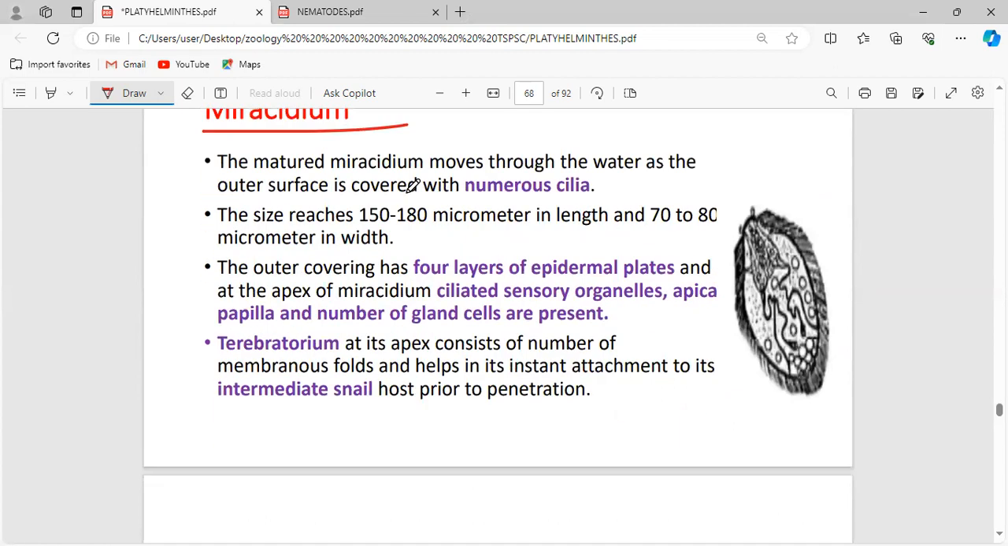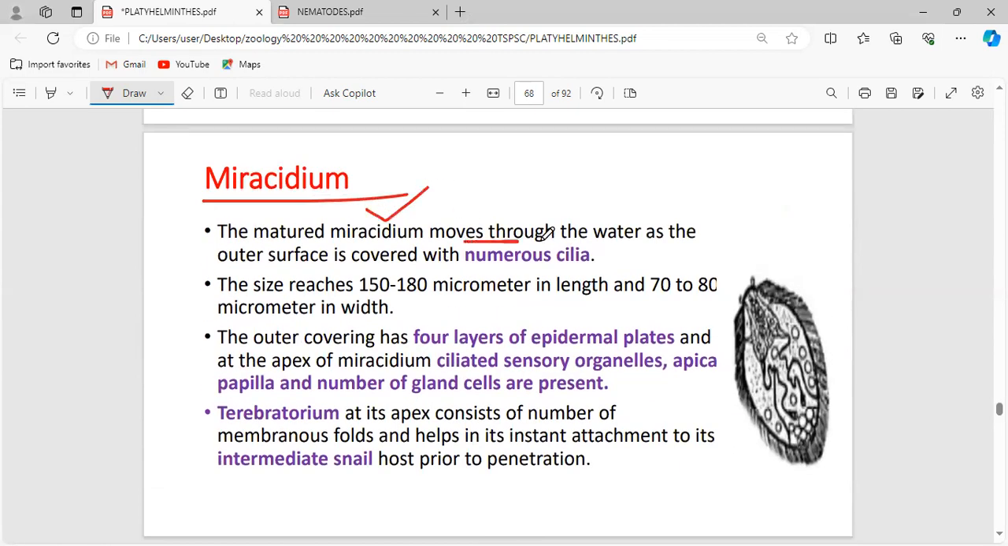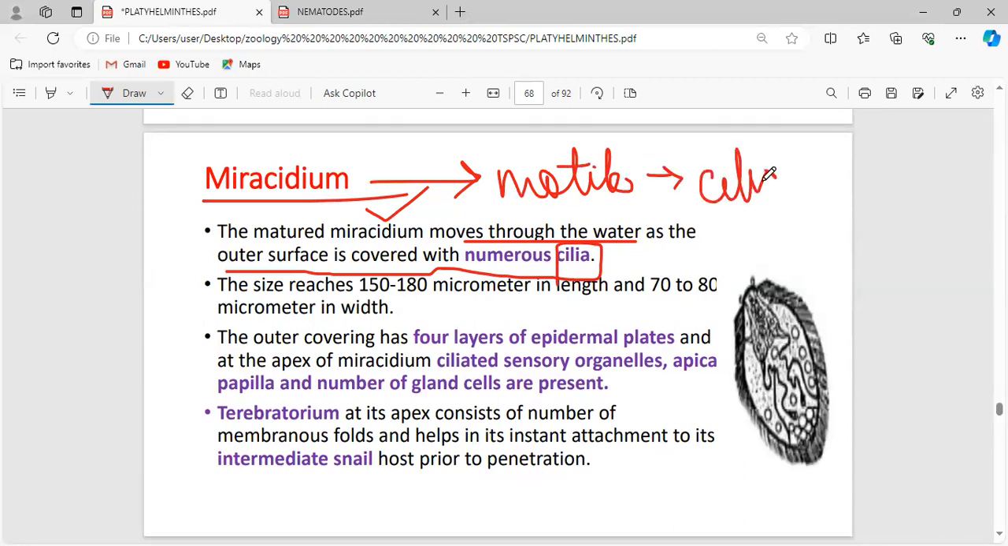Now, what is miracidium? The matured miracidium moves through the water as the outer surface is covered with numerous cilia. So you have to remember this miracidium is motile. And how can it move from one place to another? With the help of a locomotory organ called the cilia throughout their entire organism. So the eighth point you have to remember is this miracidium is motile and it has cilia.